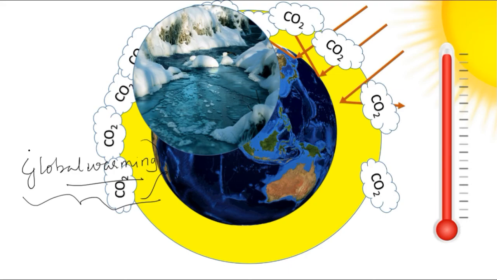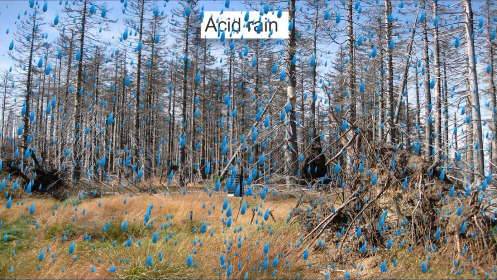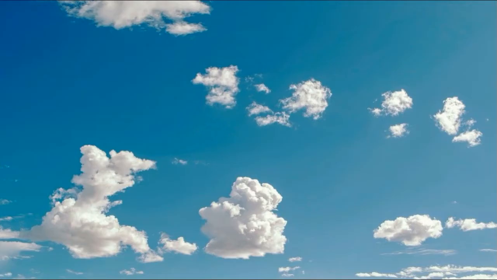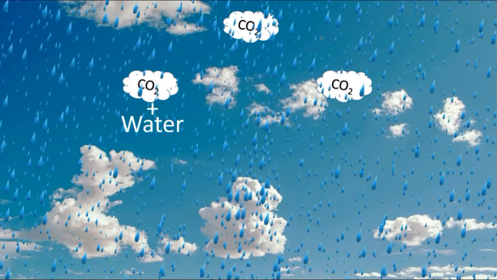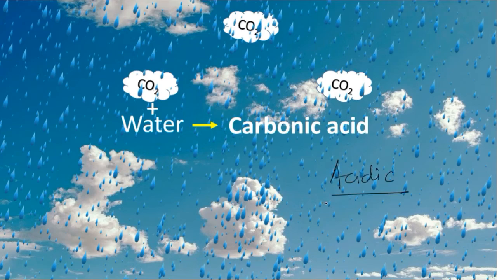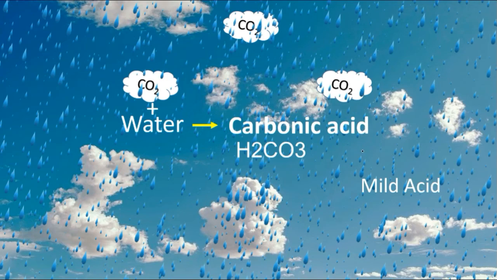It is not only global warming, another incident will happen, what is called acid rain. Our atmosphere contains oxygen, nitrogen, carbon dioxide and many other gases. Let us talk about carbon dioxide here. When the rain water combines with carbon dioxide, it converts into carbonic acid. Therefore, when the rainwater falls on the ground, it is slightly acidic in nature, but that acid is very mild. It will not harm the living organisms on the earth so much.